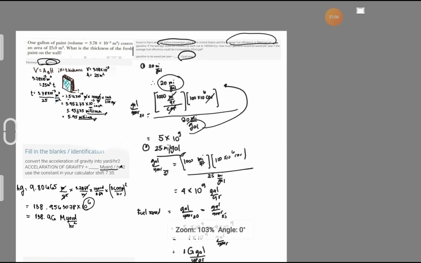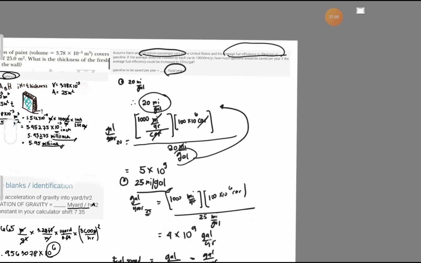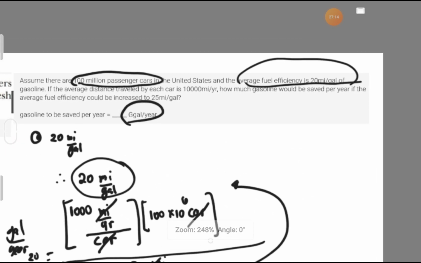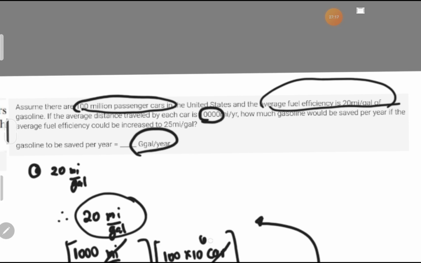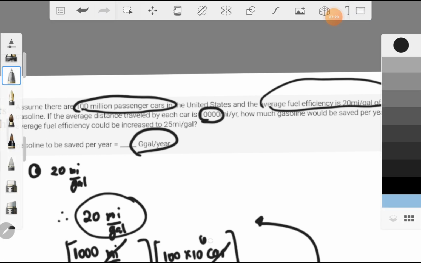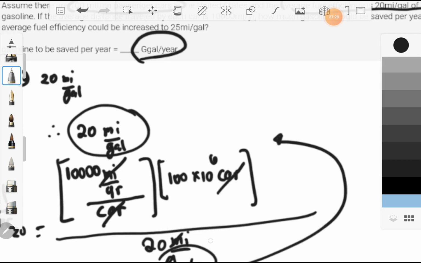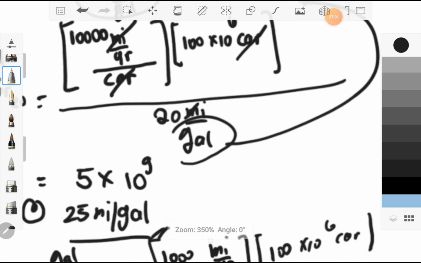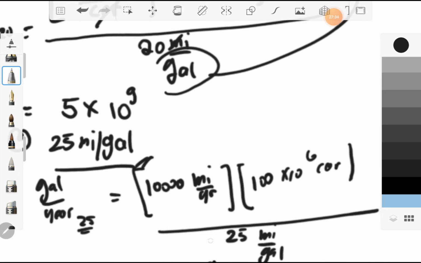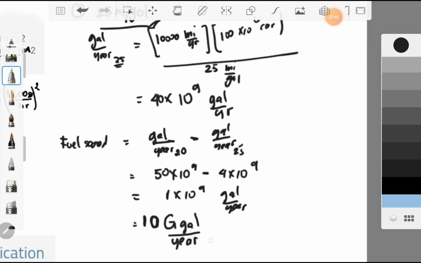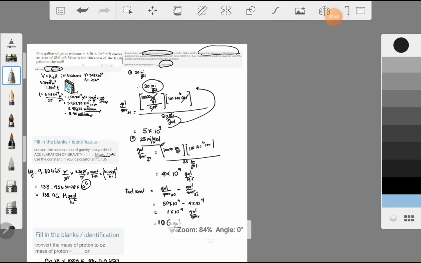Let's check the other aspects of this problem. 1,000. So 10,000 pala siya dapat. Kaya pala. So 10,000. So magta-times 10 tayo, since this is 10,000. Okay, magta-times 10 ka lang. So 40, 50. This is 10 gallons per year. Kaya pa nagtaka ko, no?